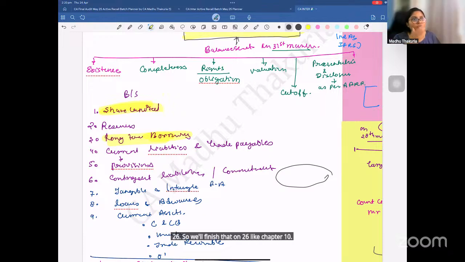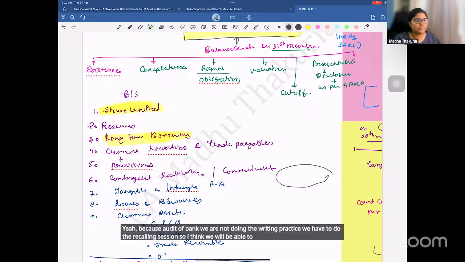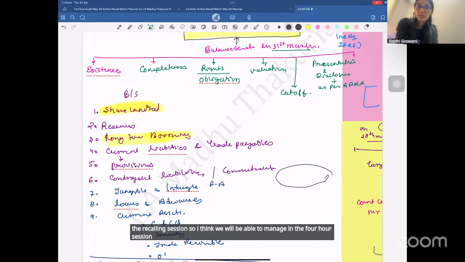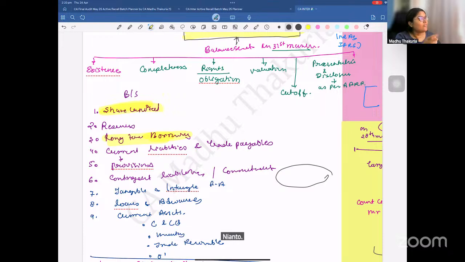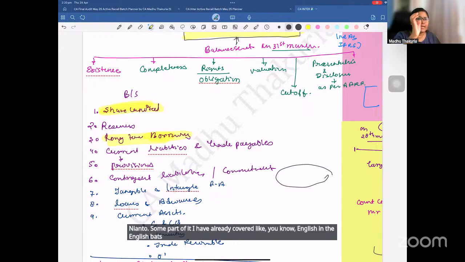I think yes, because for audit of banks we are not doing the writing practice. We have to do the recalling session. So I think we will be able to manage in the 4-hour session. And then the 9th chapter will be done on the 27th. Some part of the ninth I have already covered in the English batch. Let's see how it goes.